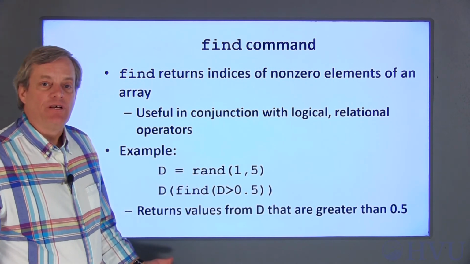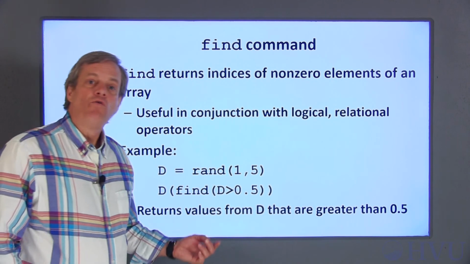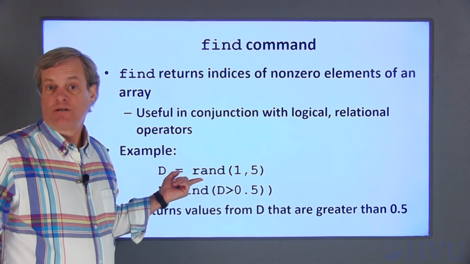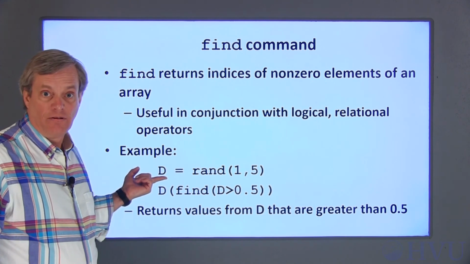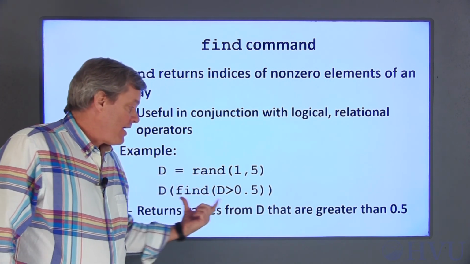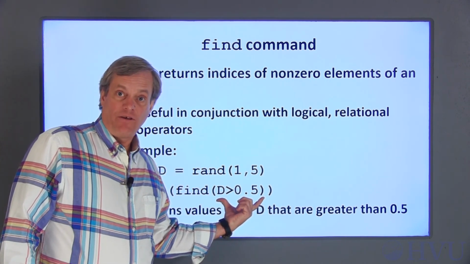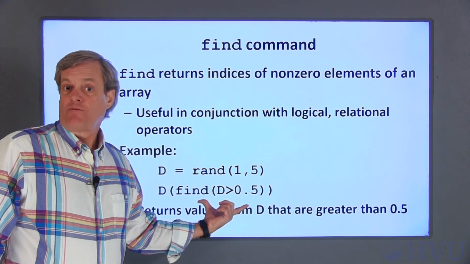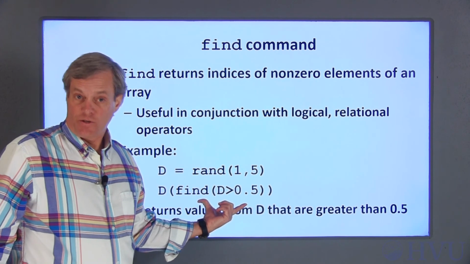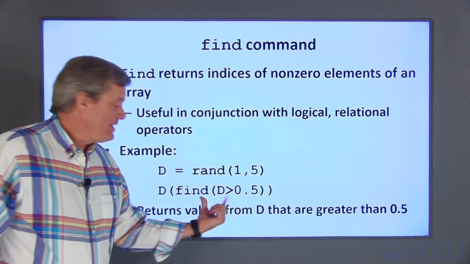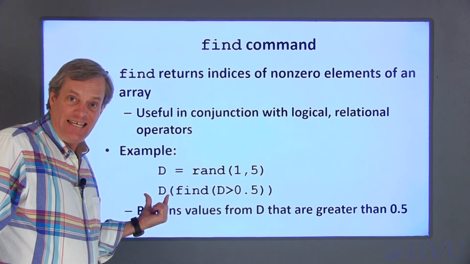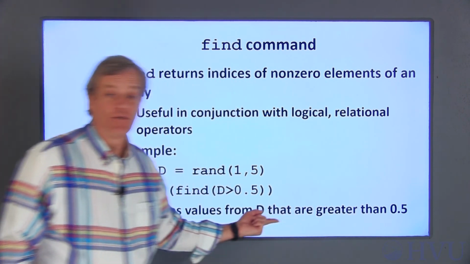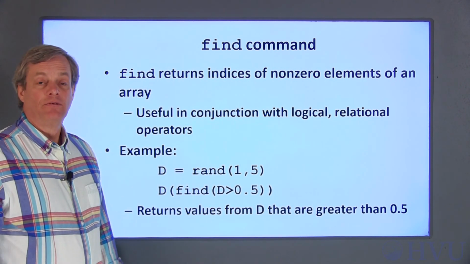As an example of this, I can create a row vector of 5 uniformly distributed random numbers between 0 and 1 with this command. This command finds the values in that array that are larger than 0.5. The find command returns indices where this condition is true, and using those indices as an argument to D extracts the values that are true, or returns the values that are greater than 0.5.